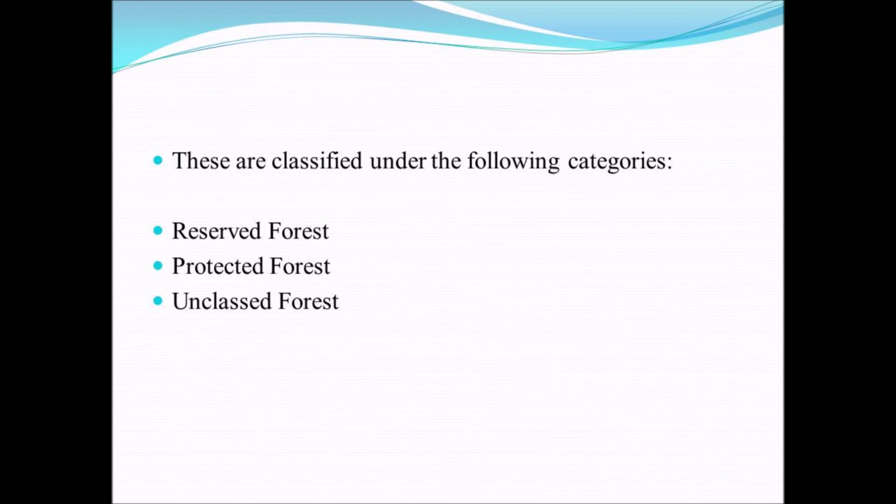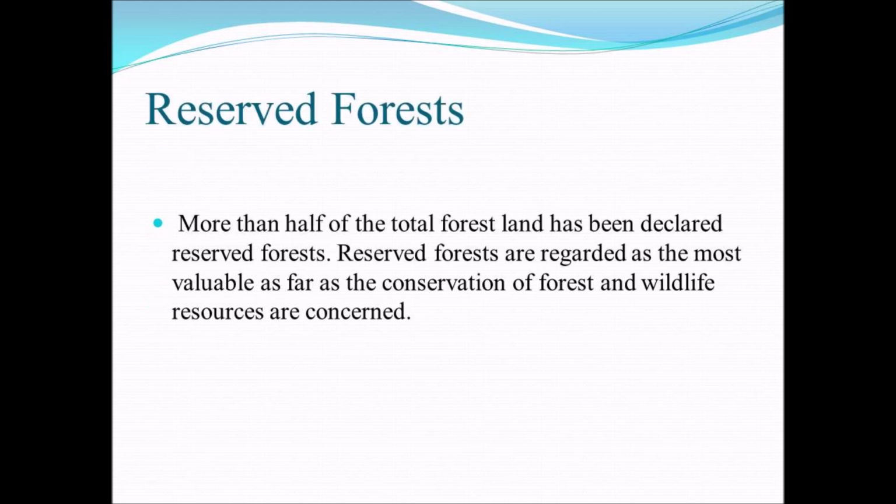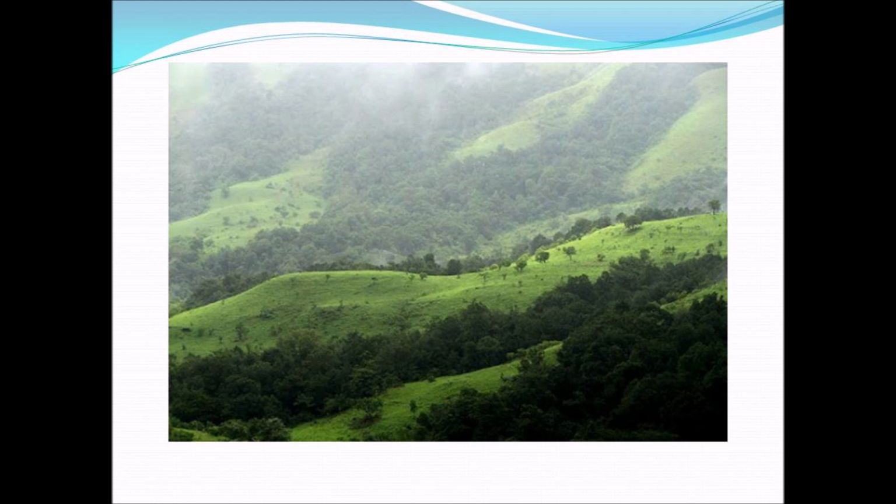These are classified under the following categories: reserved forest, protected forest and unclassed forest. First one, reserved forest. More than half of the total forest land has been declared reserved forest. Reserved forests are regarded as the most valuable as far as the conservation of forest and wildlife resources are concerned. Reserved forests are the most restricted forests and are constituted by the state government on any forest land or wasteland which is the property of the government. Here you can see the picture of reserved forest.